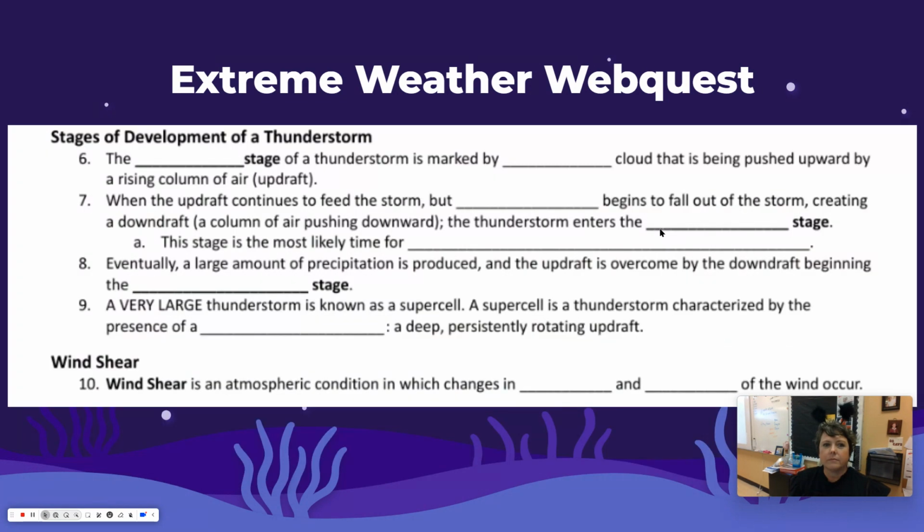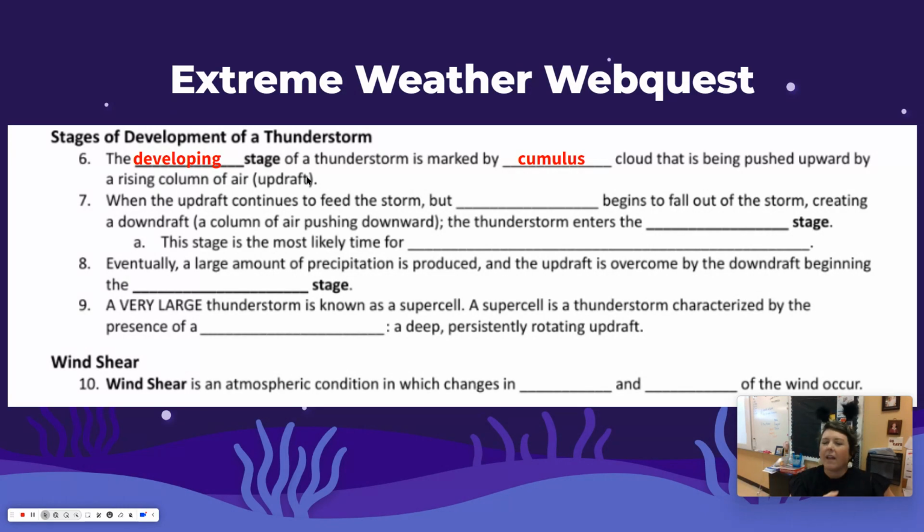Okay. So let's talk about how they develop. The developing stage of a thunderstorm is marked by a cumulus cloud, which are the big, puffy, happy clouds, and it gets pushed upward by a rising column of air, which is updraft. They talked about that in the video.